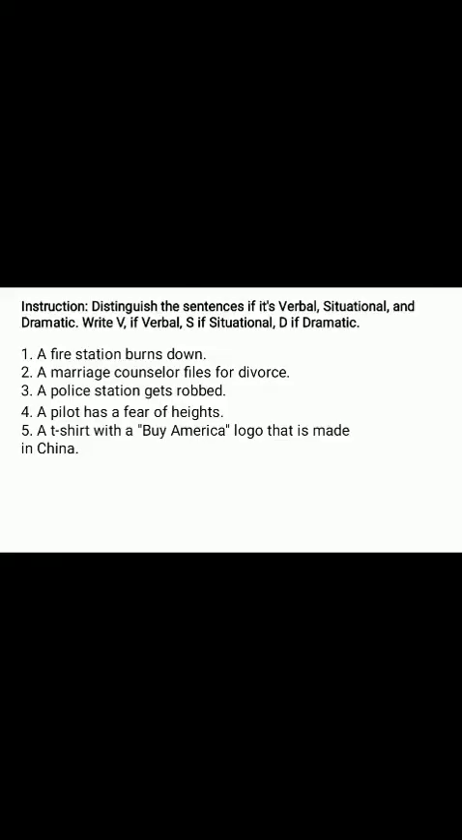Do you have anything to clarify? To ask? Any comments? None? Really? Are you sure? Okay, so if you don't have any questions, then try to answer this question. Altogether, read the instruction. Distinguish the sentences if it's verbal, situational, and dramatic. Write V if verbal, S if situational, D if dramatic. You are given 15 minutes to do this task.